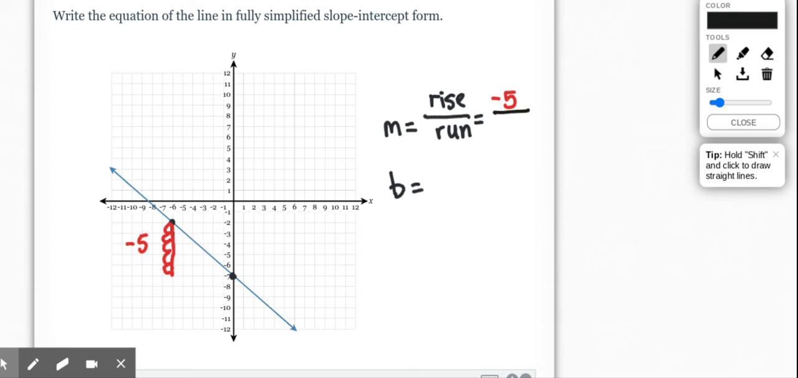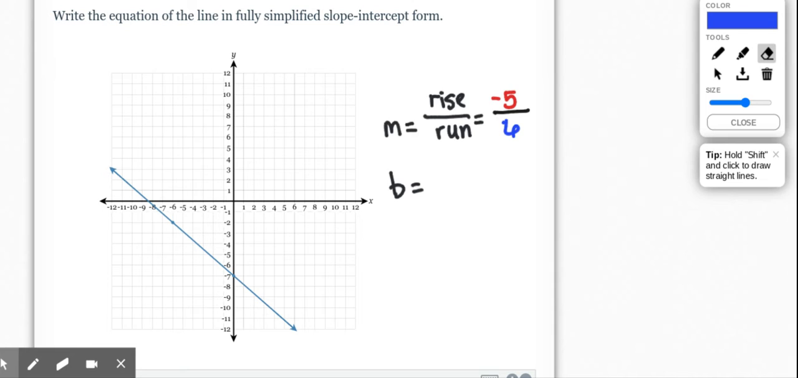over, see how much I run. 1, 2, 3, 4, 5, 6. So my run is 6. I can't simplify that, so I'm just going to leave that as is. And now I have to look for my b value. So I'm just going to go ahead and erase my slope because I don't need that right now. And I'm going to look for my b value.